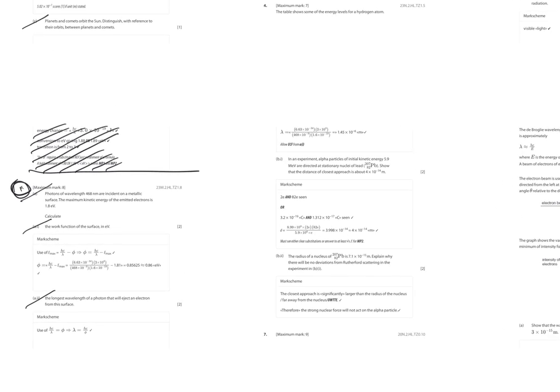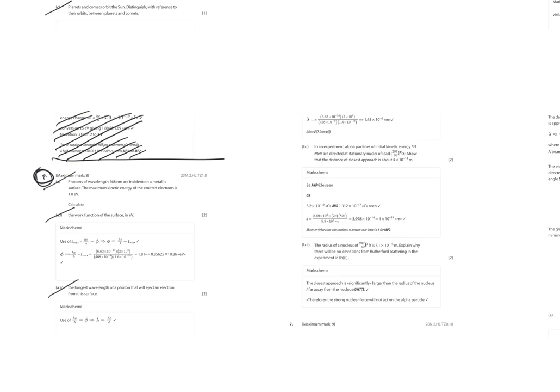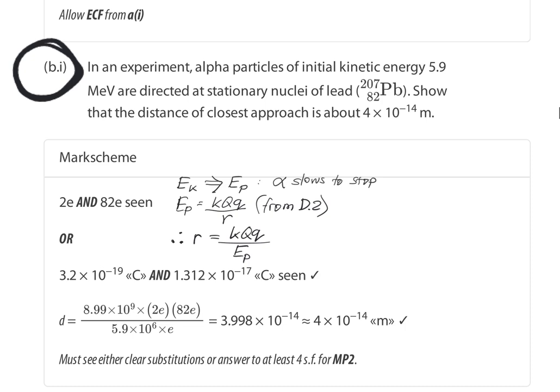I don't know if there's some other description for B, but there's enough information to solve for BI, so let's actually do something rather than cross problems out. Alright, so BI, it says the charges are 2e for the alpha particle and 82e for the lead. And the distance of closest approach, again, reminding on how that works. Okay, so then they work the numbers through.